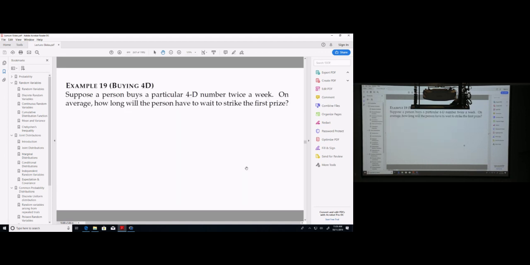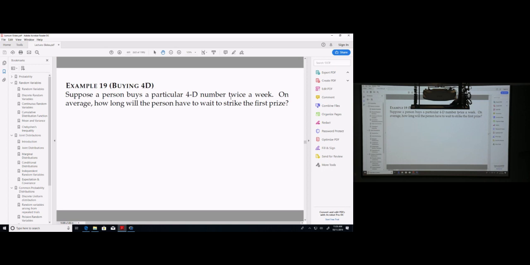Okay, 4D. I think Dr. Chu doesn't know that you actually buy it twice a week. I think it's not twice a week, but 3 times a week. He probably doesn't buy 4D.